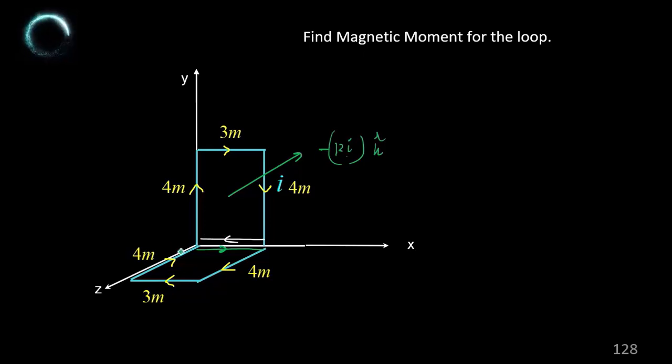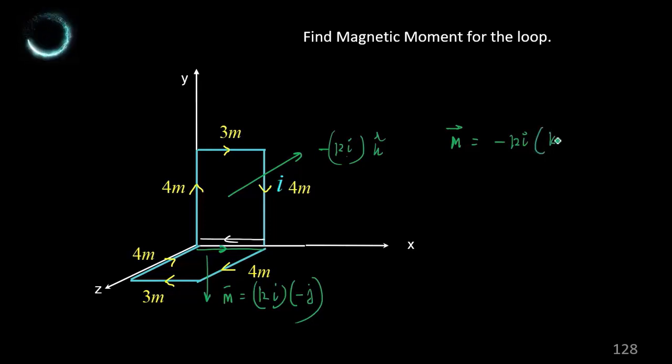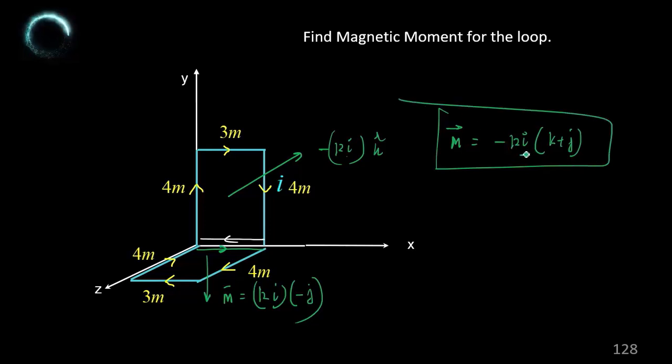For the lower loop, আমি যদি ঘোরাই, so it should be in the downward direction. M vector is how much? M vector is again 12i with a minus j cap. So net M vector should be how much? Net M vector should be equal to minus 12i common, k plus j. That is your answer. Here I is the ampere.